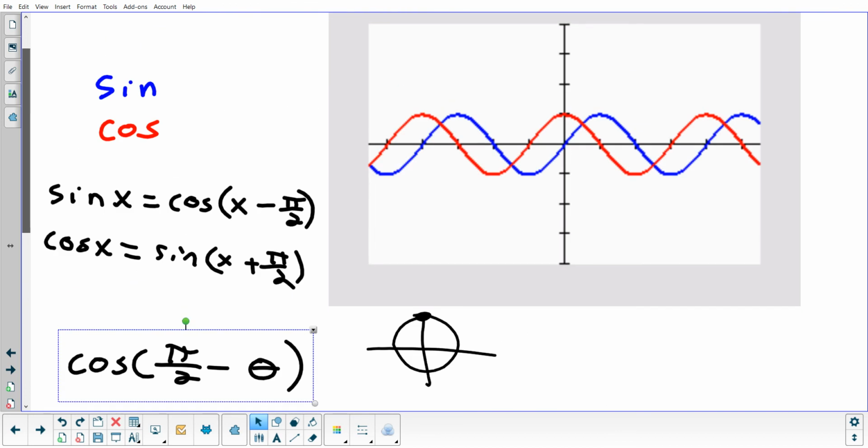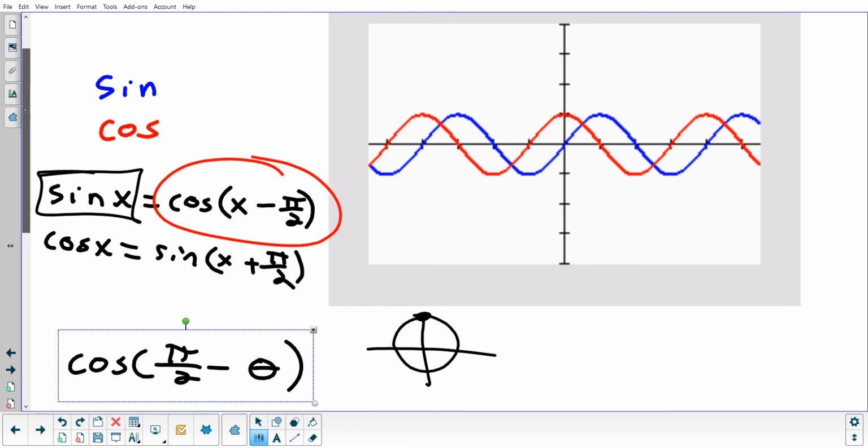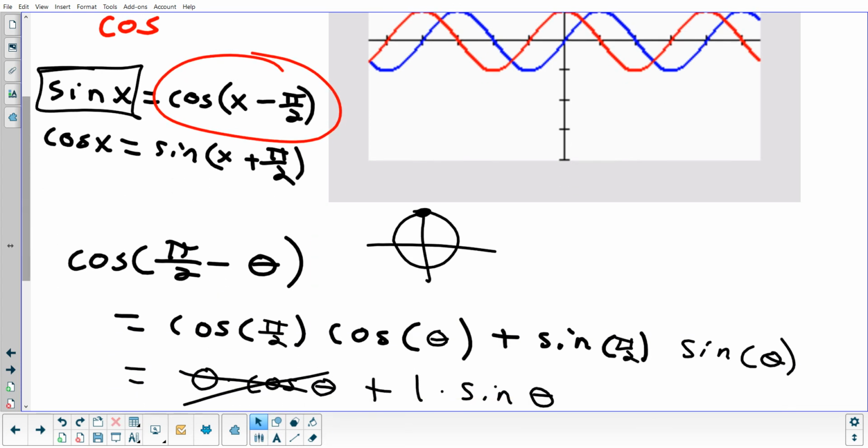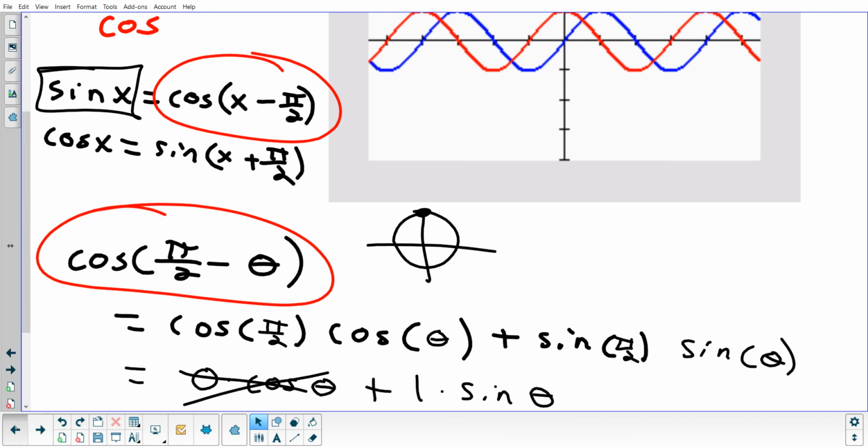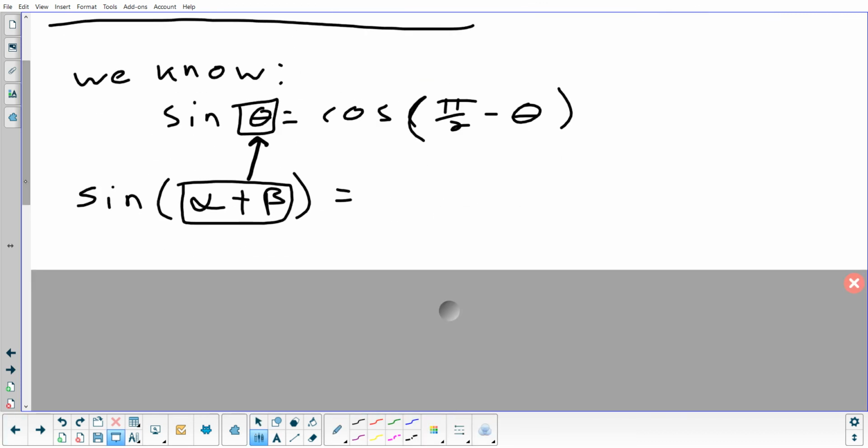This thing that we wrote down right here is also equal to sine theta, which means that this cosine of x minus pi over 2 is exactly the same as this. It doesn't really matter which one you use, that's the point. I'm doing it the way the book did it, but does that make sense how these are really the same thing? Yep. Okay.